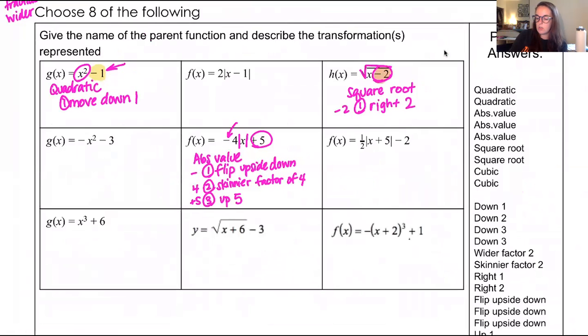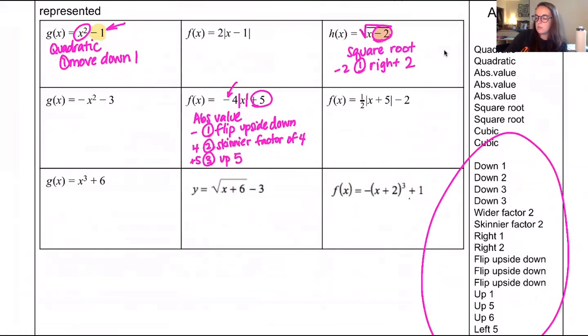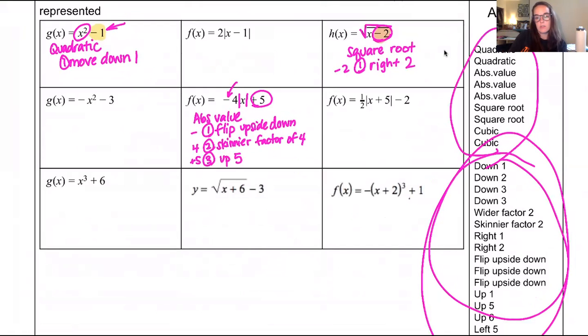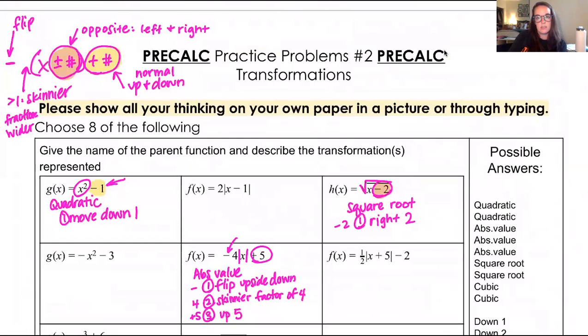You should be good to go on the rest of them. All of the answers that you'll need are here, as well as the names of them are here and the transformations are here. So you can sort of mix and match if you get a little mixed up. So that is number 2.